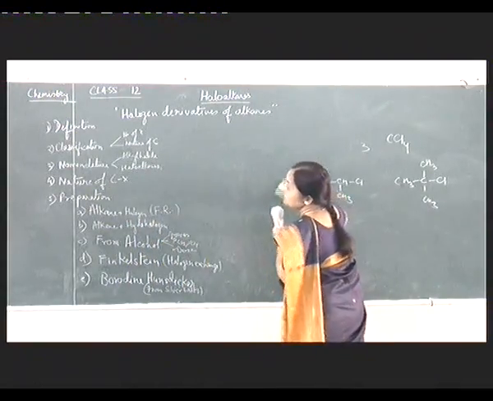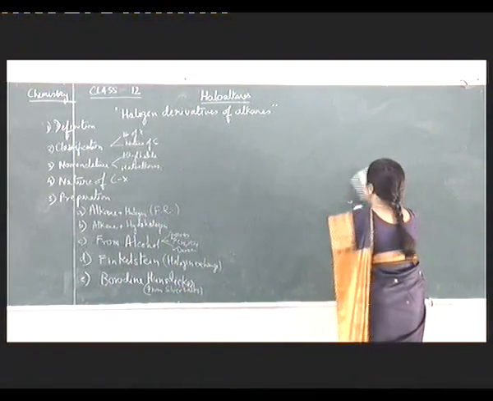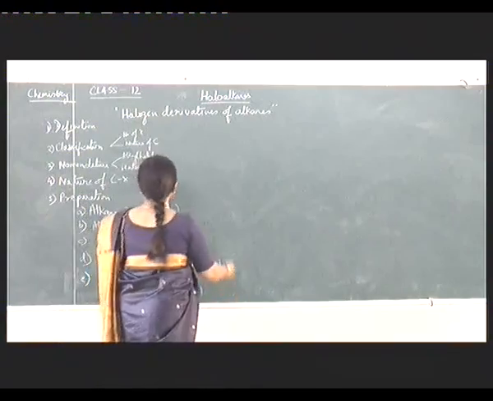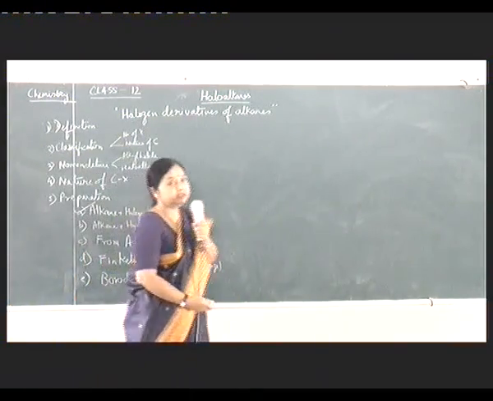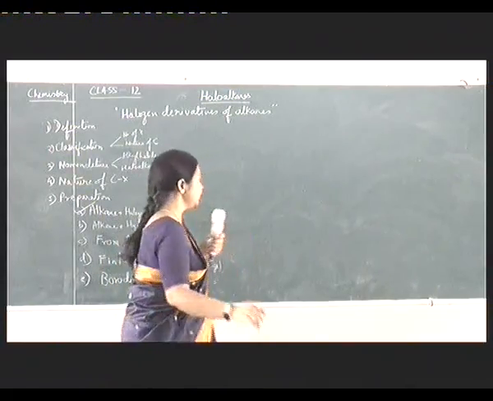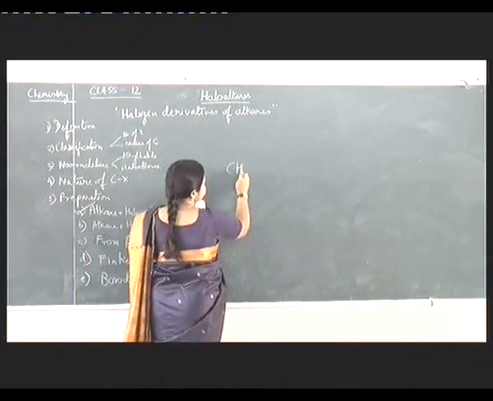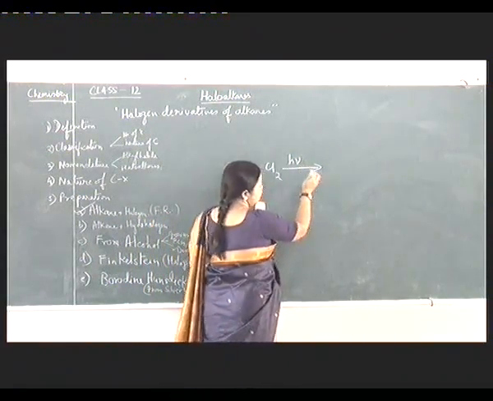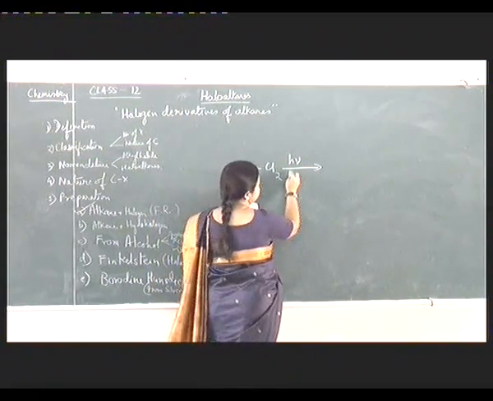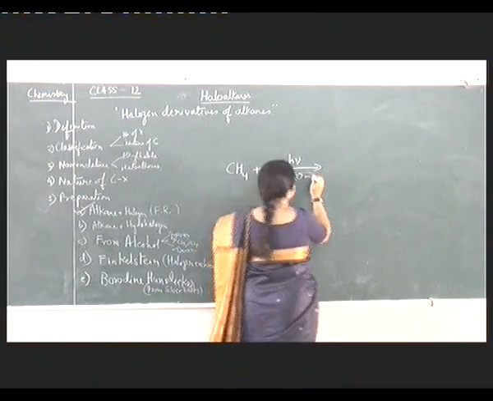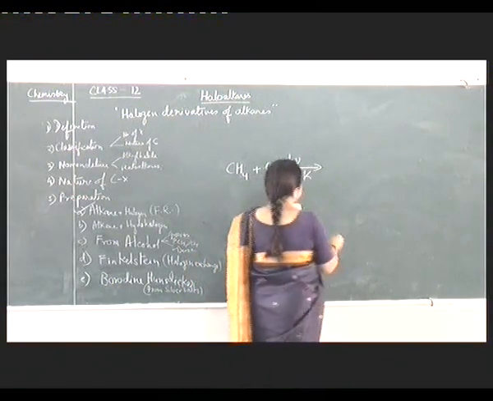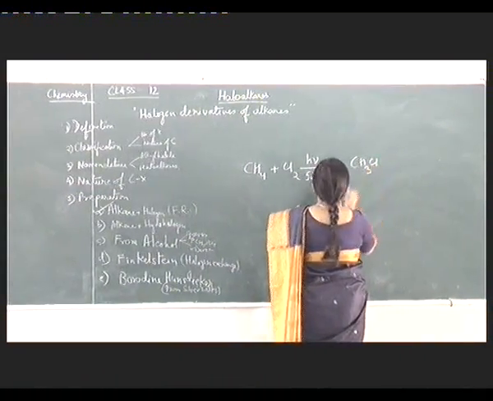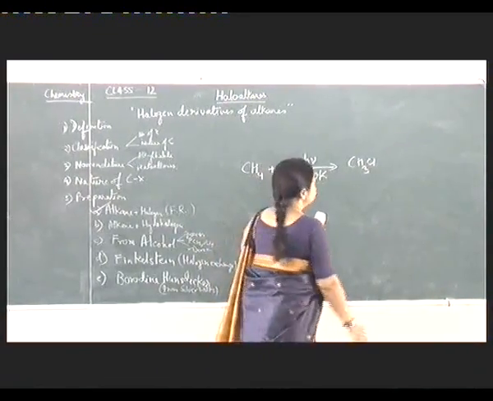Next, we will talk about the preparation process. First is from alkanes and halogens. The mechanism is free radical substitution. Alkanes, in the presence of sunlight or light, or in the presence of heat, like 520 K to 670 K, form alkyl halides and one HCl molecule.